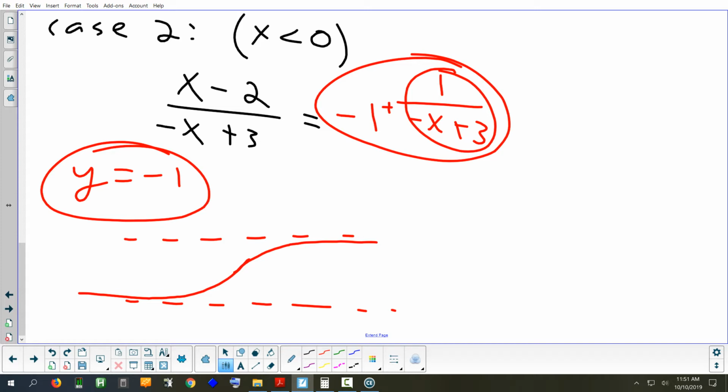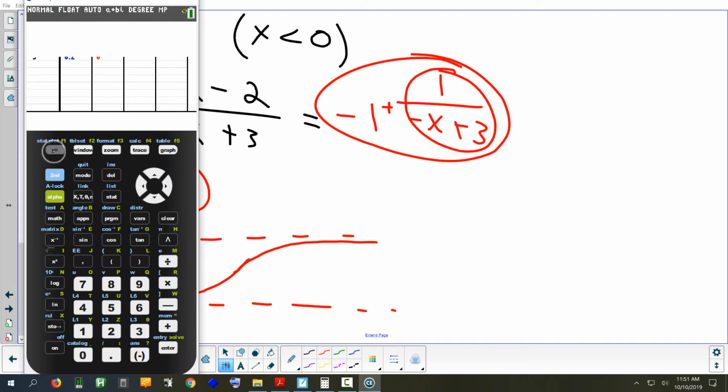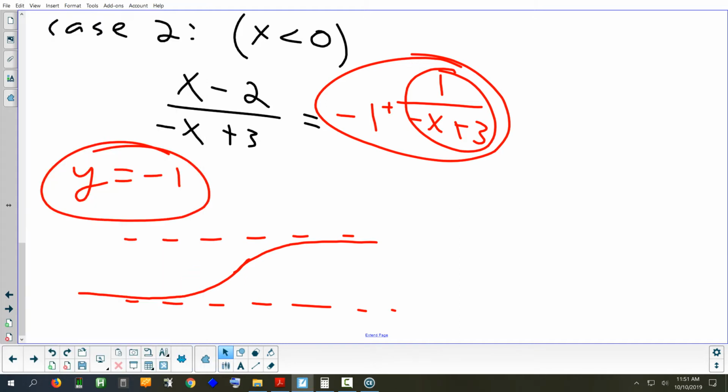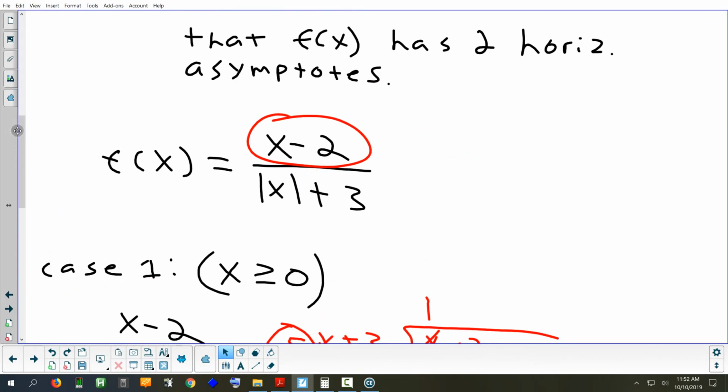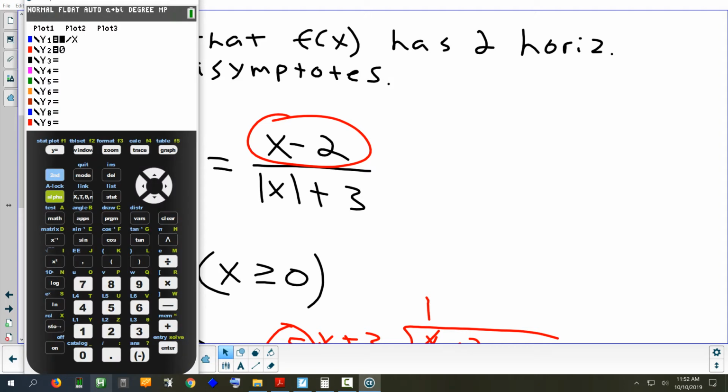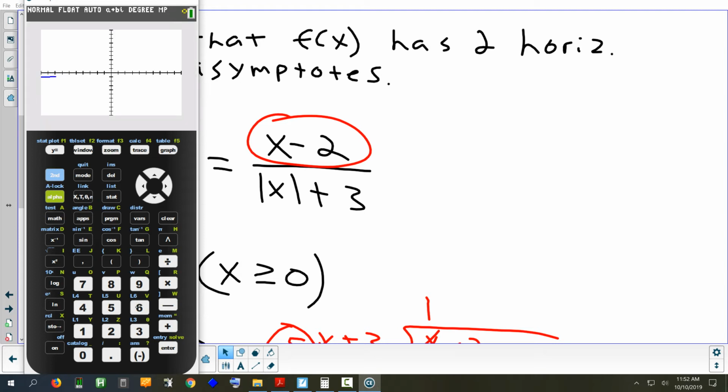And then -1. So like, just pick a number. Like, let's do a number that's kind of easy. Well, if I could graph it, I could show you. Oh, maybe I can graph now. So, if I type in this problem, x minus 2 divided by absolute value of x plus 3. But you don't want the plus 3 inside. Plus 3 outside. Okay, and do zoom 6.